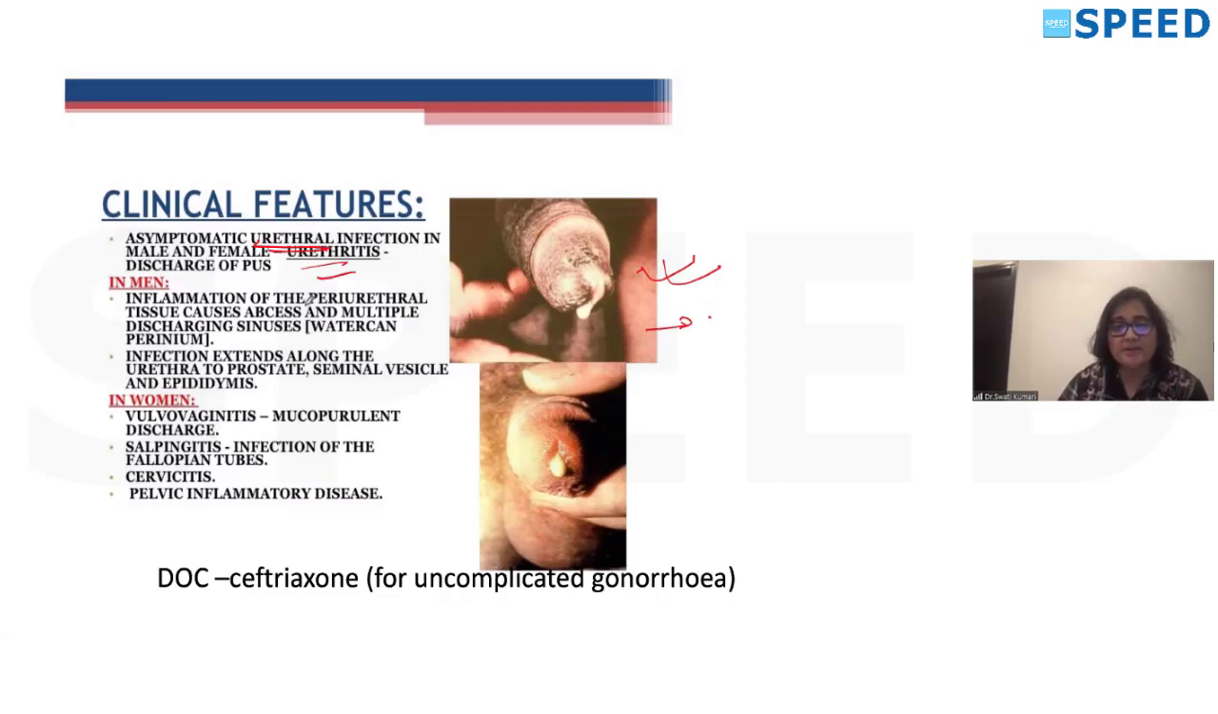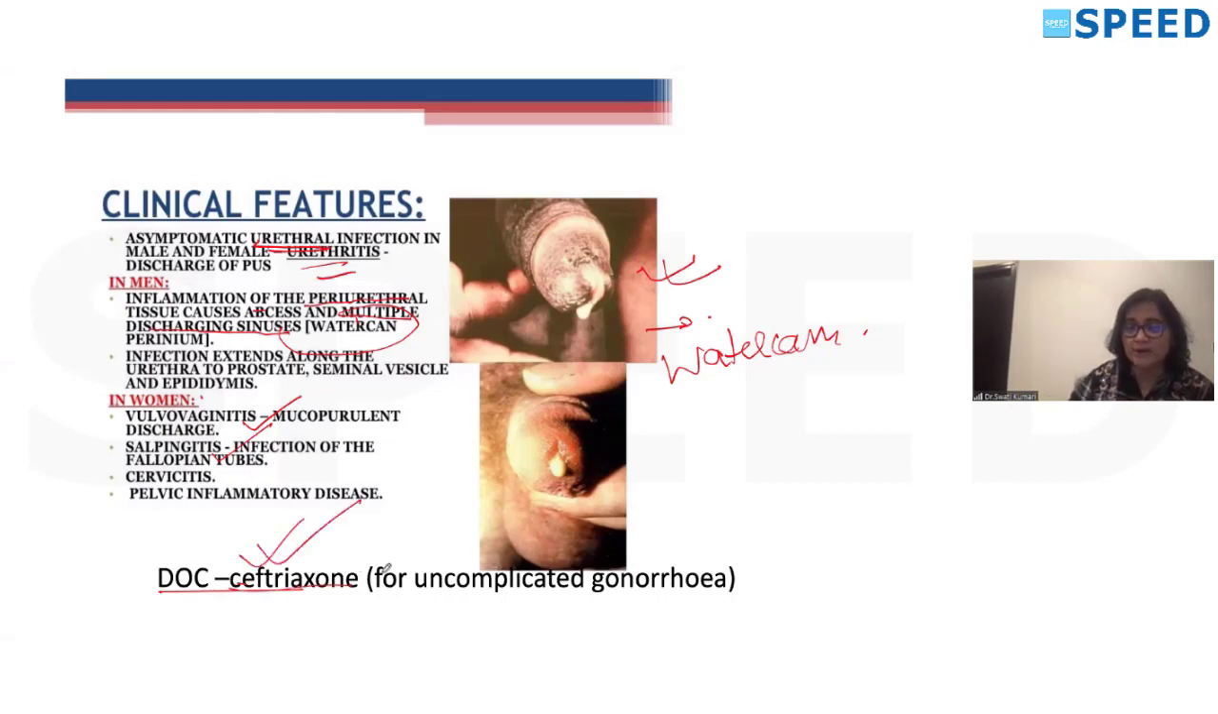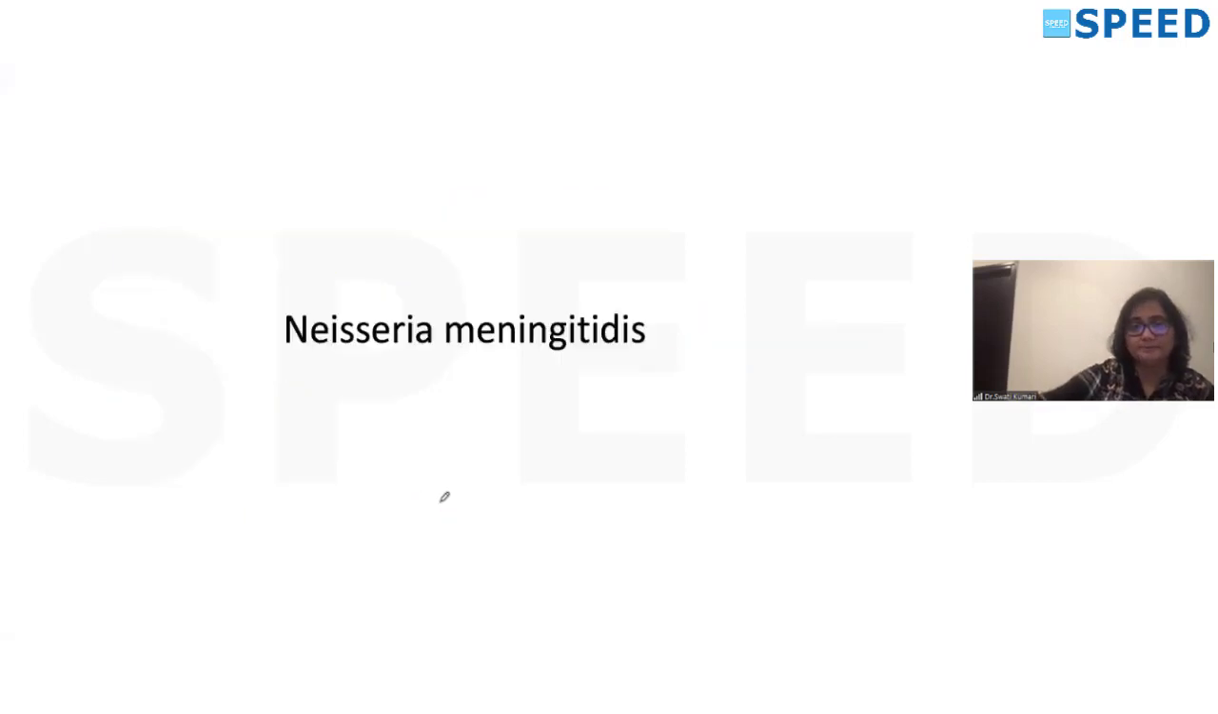Inflammation of periurethral tissue can happen, and multiple discharging sinuses can be seen, which is called watering can perineum. Please remember, watering can perineum is seen in Neisseria gonorrhoeae. In women, it causes vulvovaginitis, salpingitis, pelvic inflammatory disease. Drug of choice for Neisseria gonorrhoeae is ceftriaxone for uncomplicated gonorrhea. Please remember, this has also been asked plenty of times, what CDC recommends for uncomplicated gonorrhea.